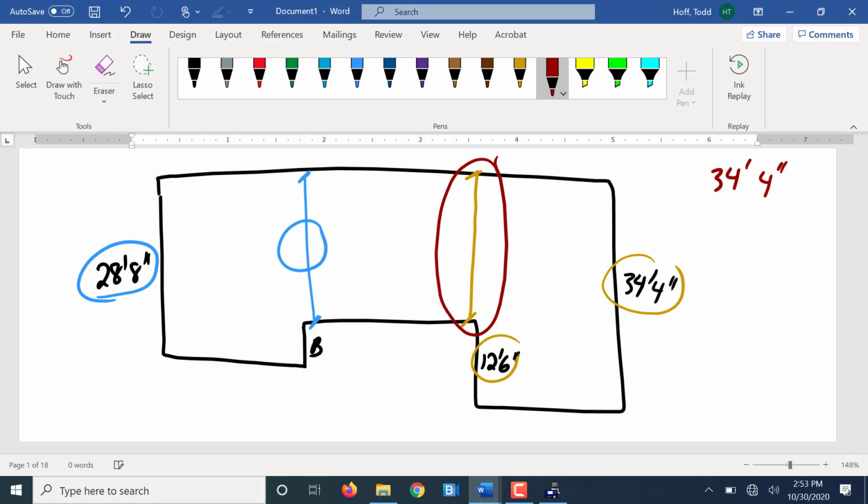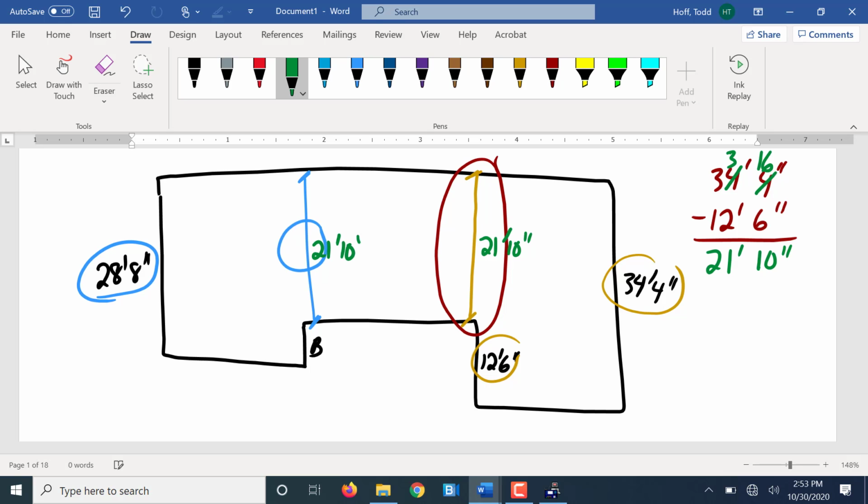So it's 34'4" minus 12'6". Well, 4 minus 6 can't be done, so what do we have to do? Borrow. So this 4 becomes a 3. This 4 becomes 16. There you go. Adding 12 inches. 16 minus 6 is 10 inches. 3 minus 2 is 1. 3 minus 1 is 2. So that's 21 feet, 10 inches. So this is 21 feet, 10 inches.